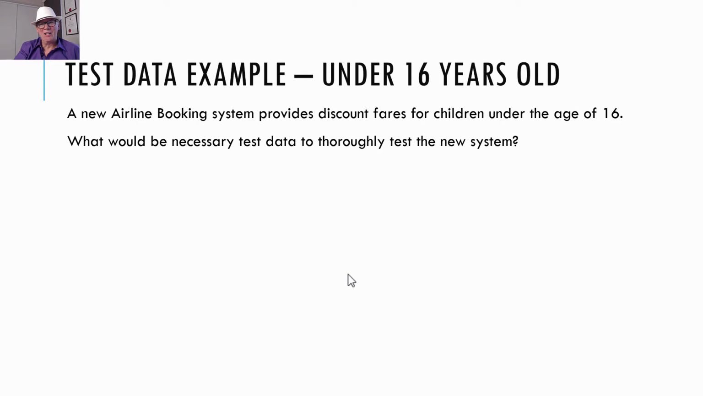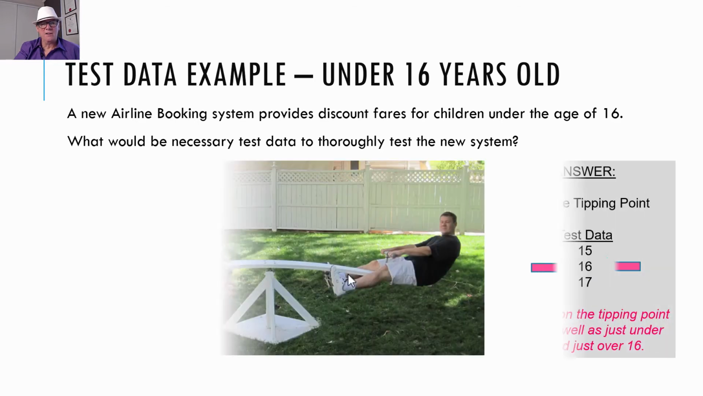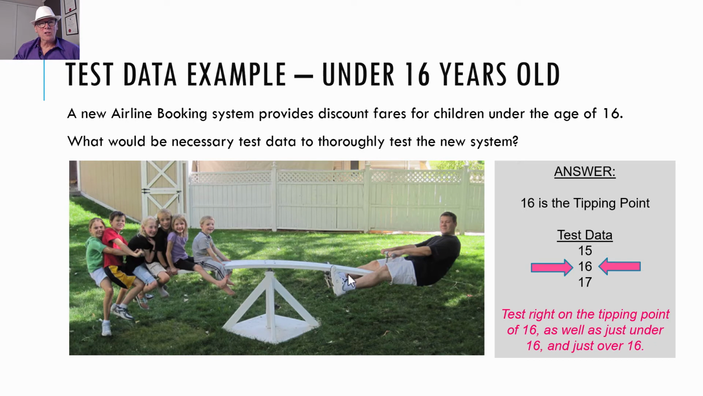So what would be the necessary test data to thoroughly check out this system and test it? Well, the answer is you need tipping point values, okay? A bit like that kind of seesaw there. That must be a great piece of wood or whatever it is because it's not snapping in half. But anyway, for under 16 years old, the tipping point or the critical point is 16 years old. Like when my son turned 16, he couldn't get the discount fares anymore.